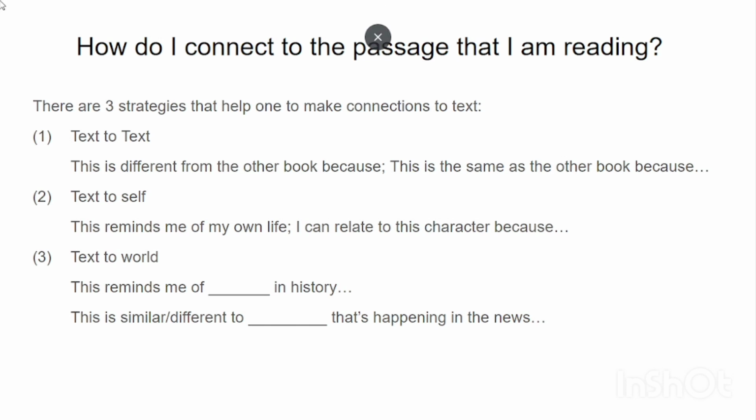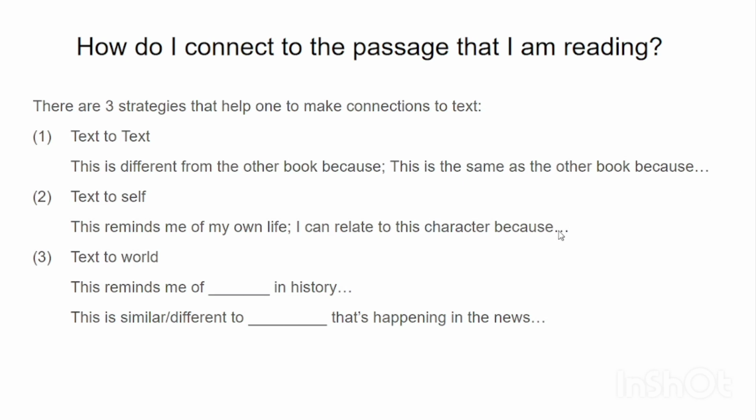So you might ask yourself, how do I connect to the passages that I'm reading? There are basically three strategies under this. You have text to text, text to self, and text to world. An example of text to text would be, this is different from other books because, or this is the same as other books because.